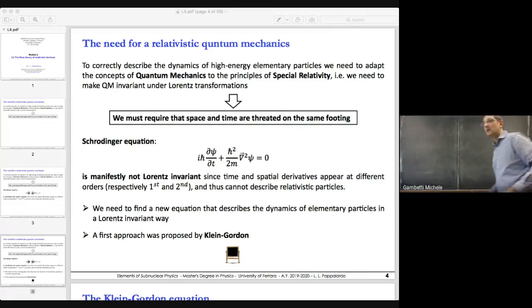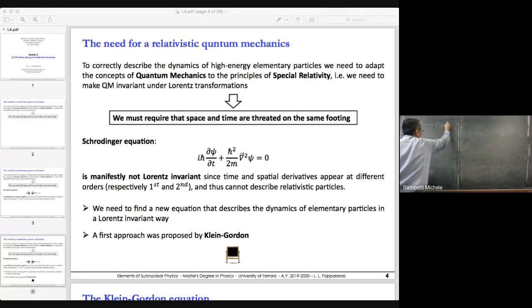So, we were saying that the first approach to merge non-relativistic quantum mechanics with special relativity was attempted by Klein and Gordon. The idea of Klein and Gordon is the following. Instead of using the standard time-dependent wave function, they introduced a Lorentz invariant wave function, that is a wave function expressed in this way: psi of x0, x1, x2, x3.